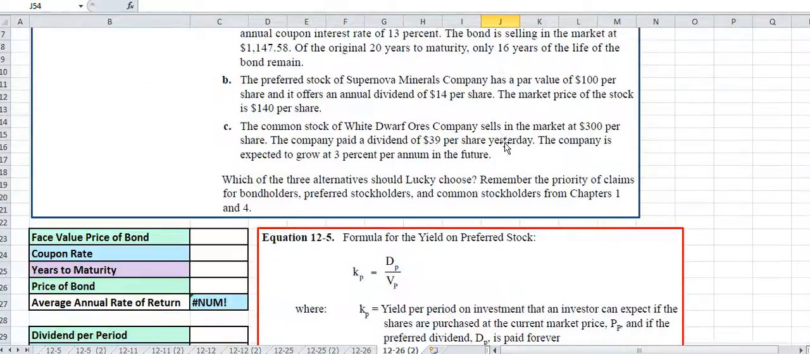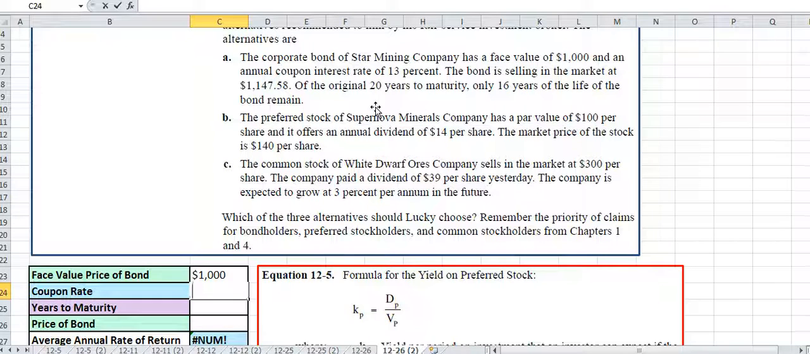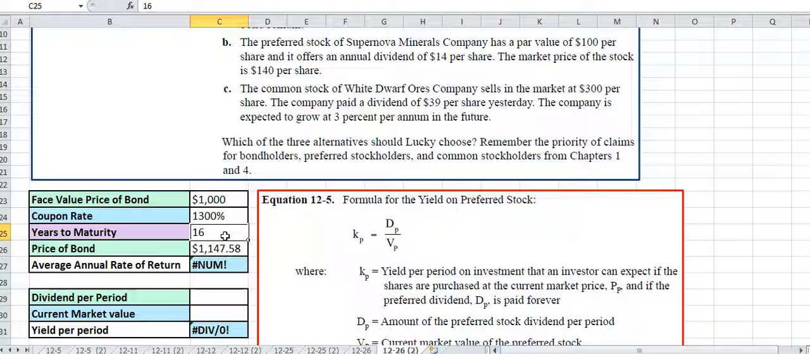So part A, we simply say the face value of the bond is 1,000. Put that in there. The coupon rate is 13%, so put that there. And then the years to maturity, but there's only 16 years of life left, so we want to put that right there. And not a 20, because there's only 16 left, so we're only going to put 16 right here. And then the bond is selling for $1,147.58. So we'll put that in. Okay, so the average annual rate of return for this bond is 11%.